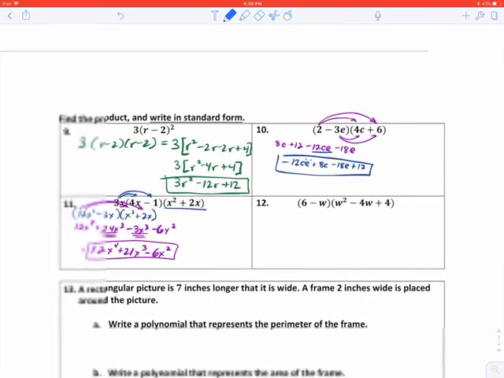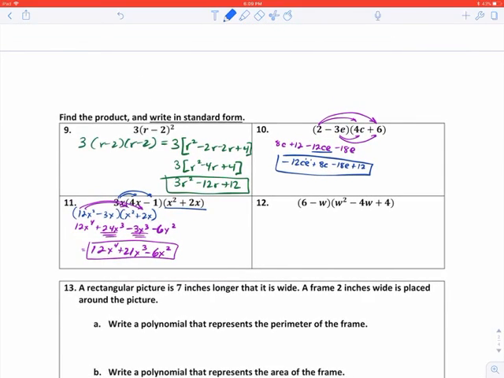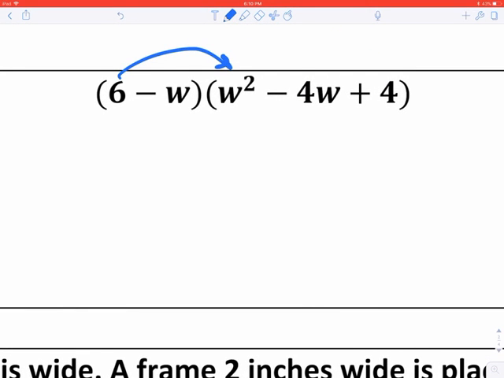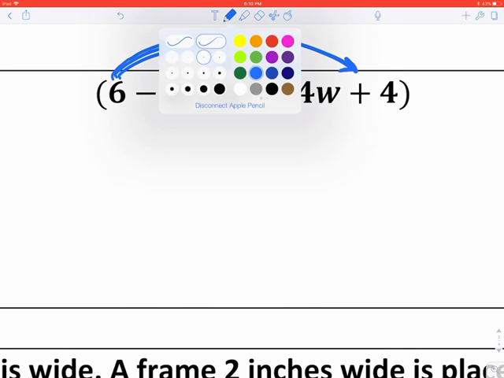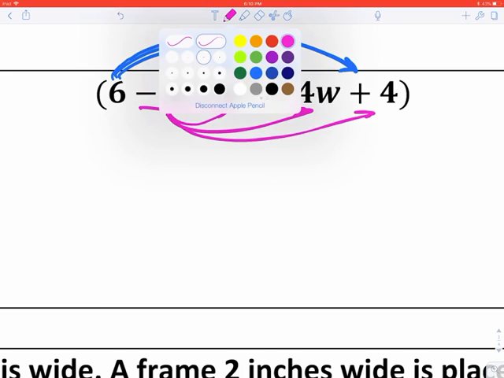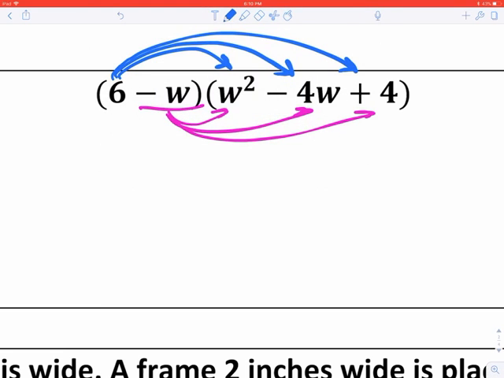12 is another problem where we need to find the product and get it into standard form. Here I am distributing everything in my first parentheses to my second parentheses. I'll do that first part in blue, and then the negative w, I will also distribute to everything in the second one. So I've got 6 times w squared to get 6w squared, 6 times negative 4w to get negative 24w, and 6 times 4 to get 24.